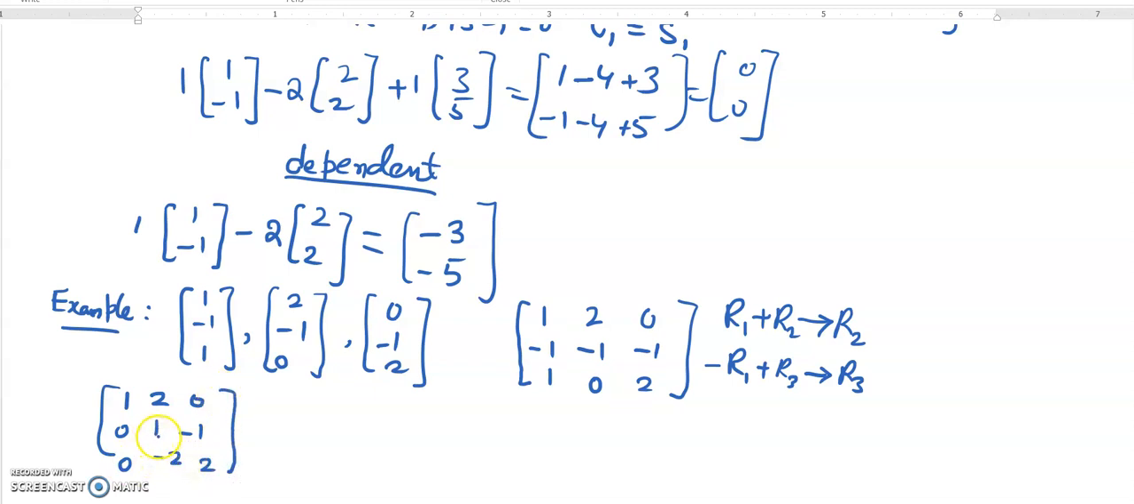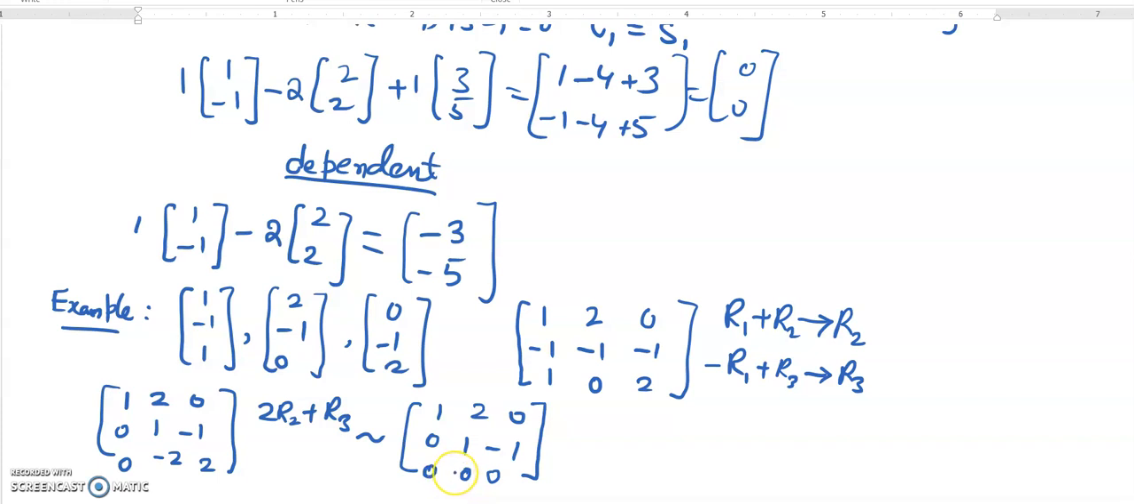Now apply another row operation. So make this as 0. So 2 times row 2 plus row 3. So now I will get 1 2 0, 0 1 -1, and it will be 0, and then 2 plus -2, that is 0. So it will be -2 plus 2 is 0. So in this case I can see that the last row becomes 0. The last row becomes 0.